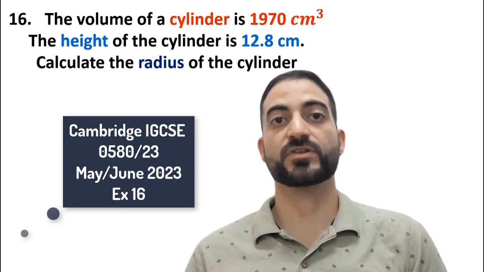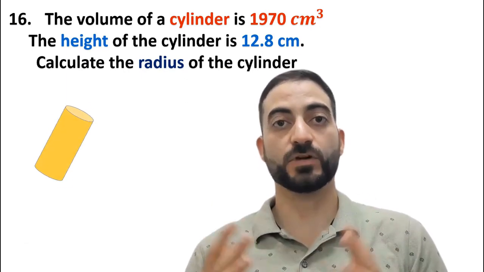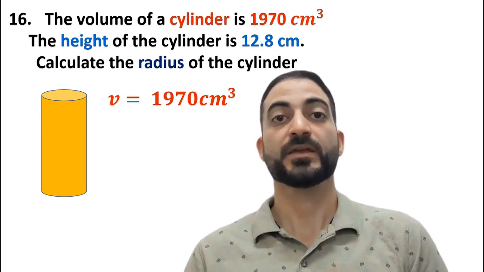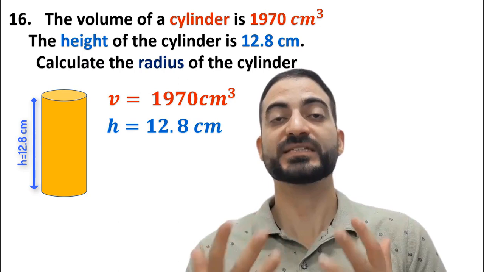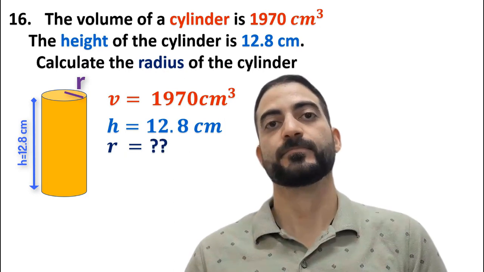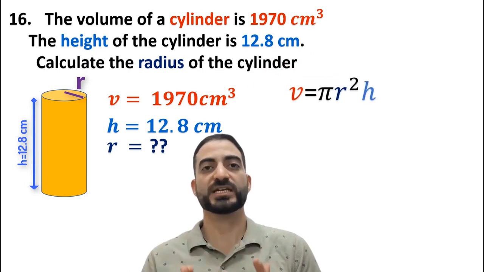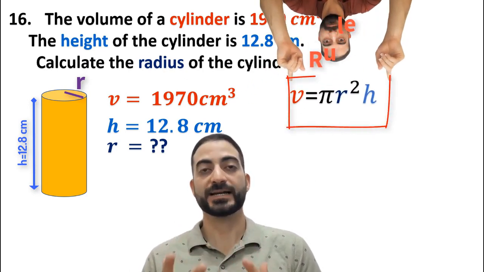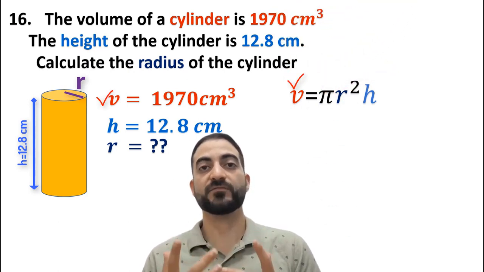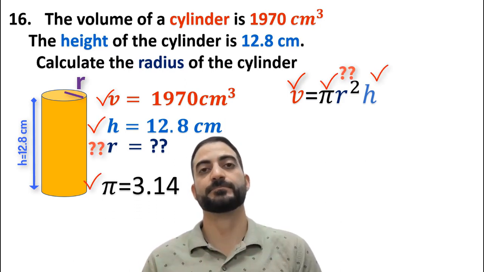We will solve question 16 for the Cambridge IGCSE 2023 competition. This question tells us that the volume of a cylinder is 1970 cubic centimeters. The height of the cylinder is 12.8 centimeters. We are required to calculate the radius of the cylinder. First of all, we must write the rule for the volume of a cylinder, which is V equals pi r squared h. But we have the values for the volume, height and pi, and we want to get the radius.